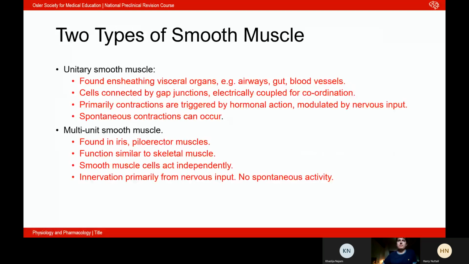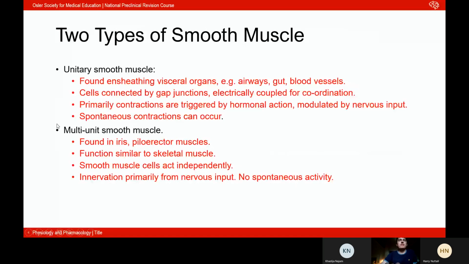There are two key types of smooth muscle. Unitary smooth muscle, as the name suggests, acts as a unit. The cells are connected together by gap junctions, and they can be found ensheathing the organs, such as the airways, guts, and blood vessels. And typically, unlike cardiac and skeletal muscle, the contractions are often triggered by hormonal action, with modulation by nervous input, typically from the autonomic nervous system.